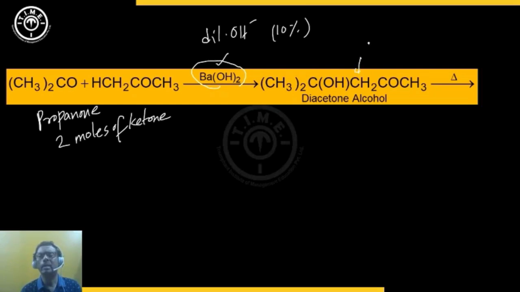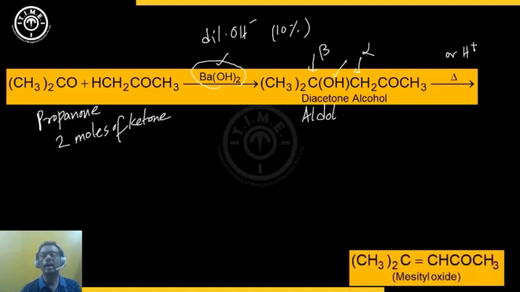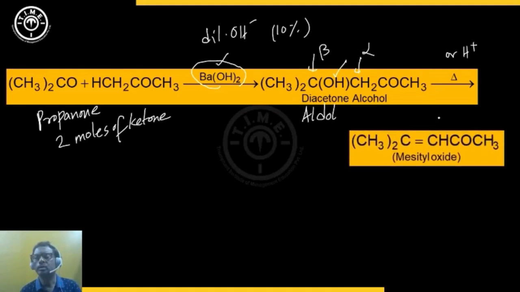This is the alpha carbon and this is the beta carbon. Right? So alpha and then beta. The beta is having the OH. So this is our aldol. Right? And upon heating or treatment with H plus, you're going to get what? Alpha beta unsaturated. So this is the alpha carbon, this is the beta carbon, and we have got the product. This is mesityl oxide. You start with propanone or acetone, you get mesityl oxide upon aldol condensation.